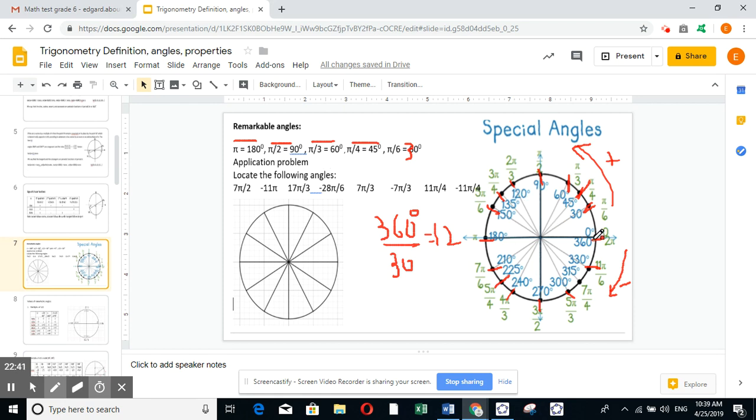Concerning pi, how many pi do we have? We have 2 pi. 1 pi, 2 pi. How many pi over 2? 4. 1 pi over 2, 2 pi over 2, which is pi. 3 pi over 2, 4 pi over 2, which is 2 pi.